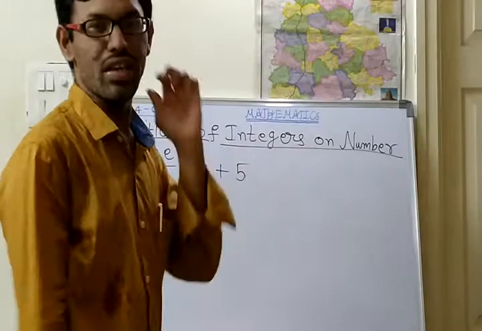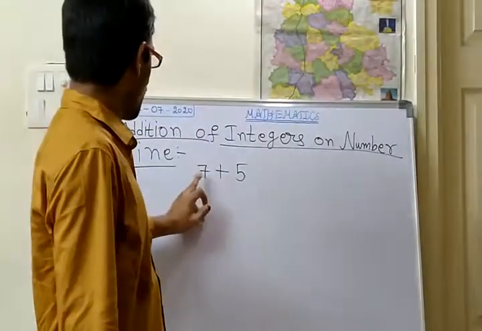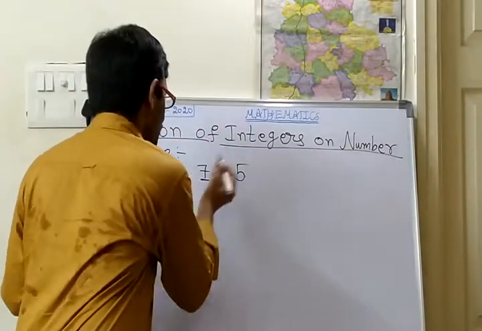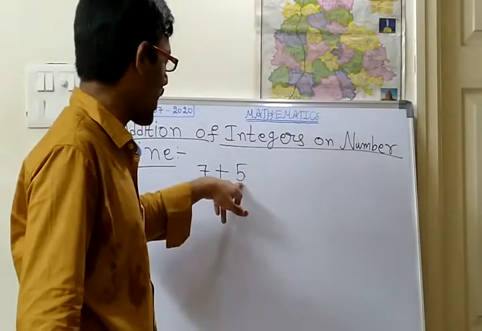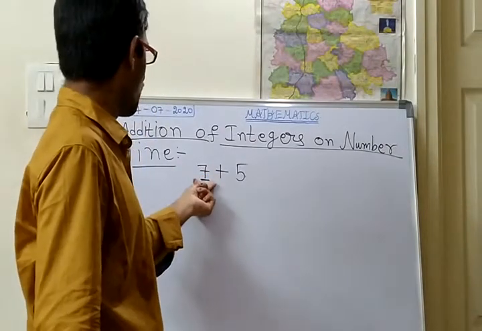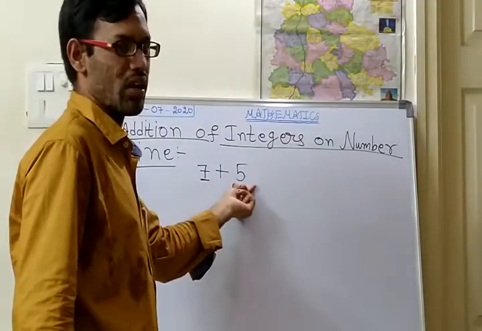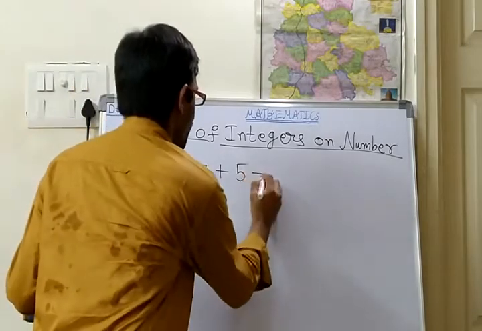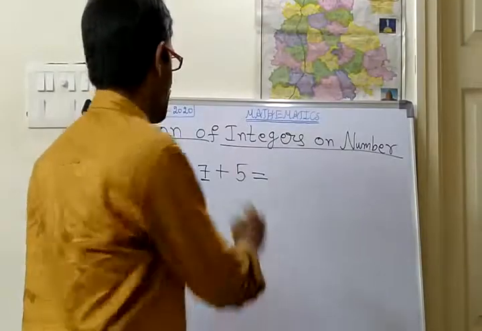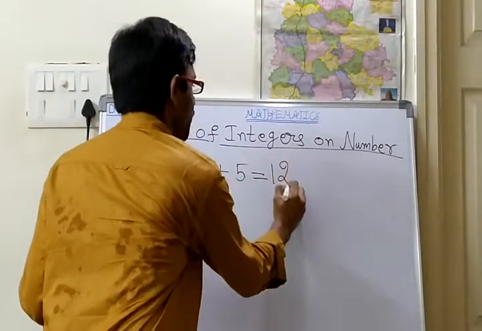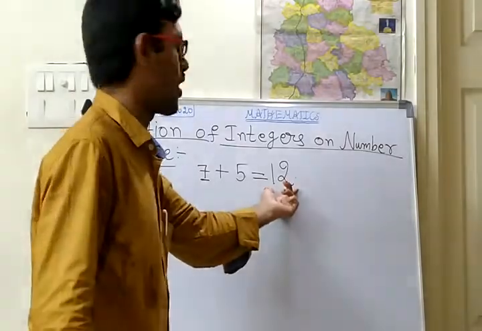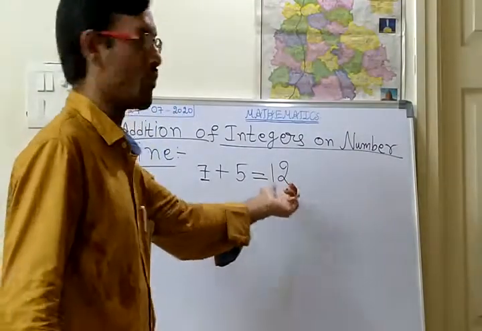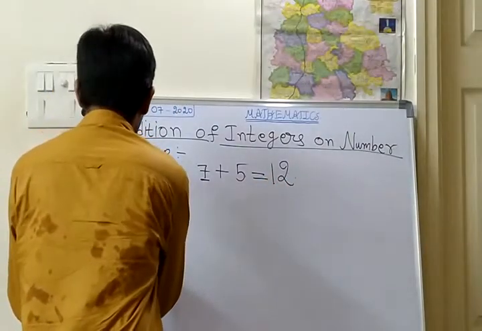7 plus 5. Here for the number 7, we are adding 5. Generally, what is 7 plus 5? 7 plus 5 is 12. So 12 is less than 15 only, so you should draw a number line.